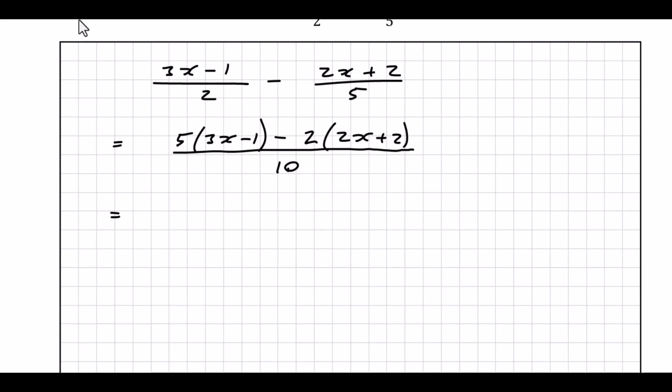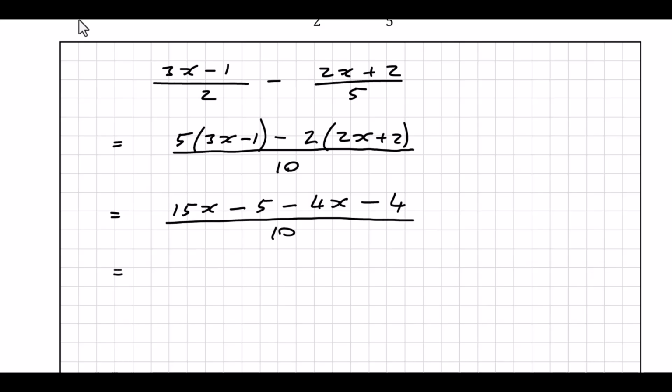So multiply 5 by 3x, that's 15x. Multiply 5 by minus 1. Well, plus times minus is minus, 5 times 1, 5. Multiply these two: minus times plus minus, 2 2's 4x. Minus times plus minus, 2 2's 4. And then we have 10 on the bottom.